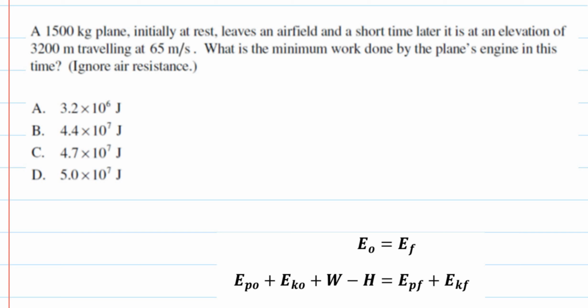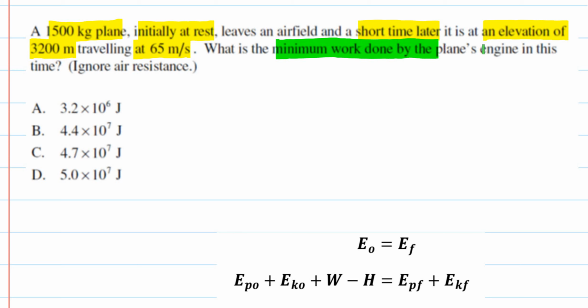If we continue along with the work energy theorem concept, we do have a few more of these word problems. So in this word problem, I have a 1,500 kilogram plane initially at rest, and it leaves an airfield, and a short time later, it is at an elevation of 3,200 meters, traveling at 65 meters per second, and we want to find the minimum work done by the plane's engine in this time, and we ignore air resistance.